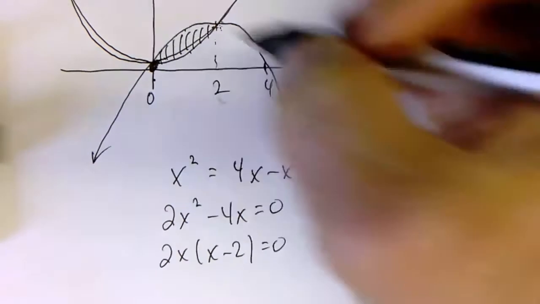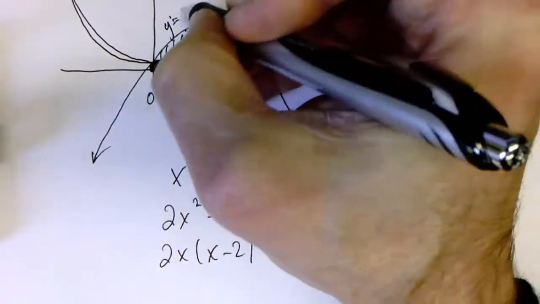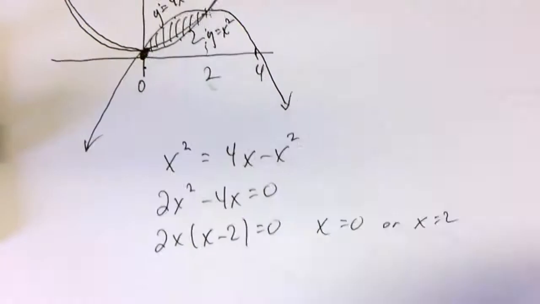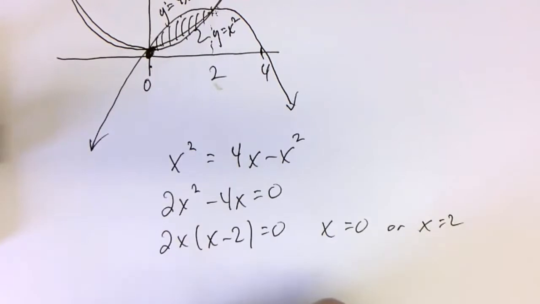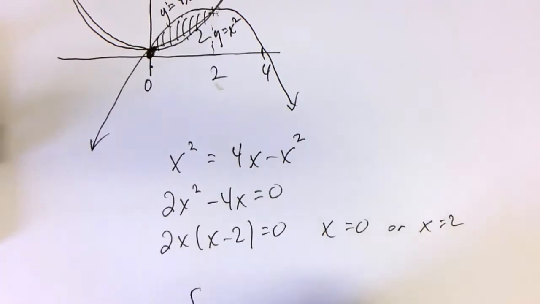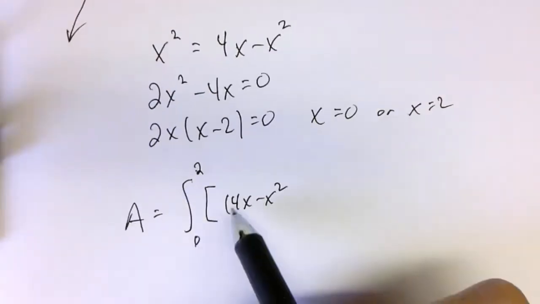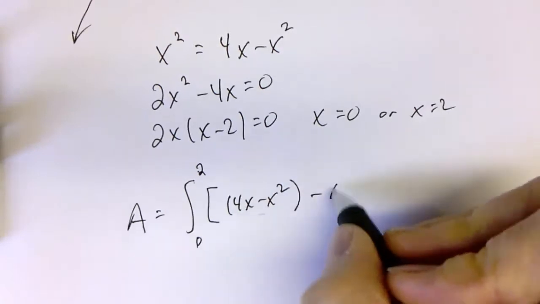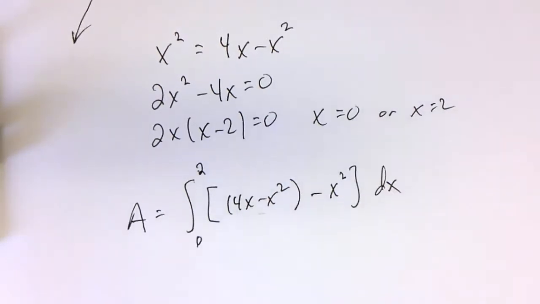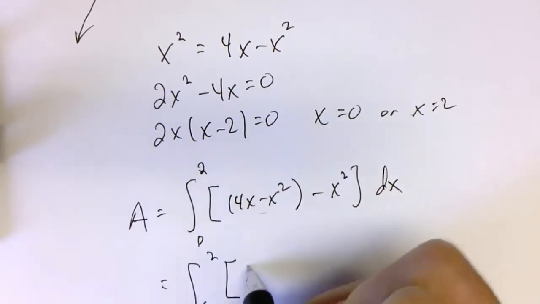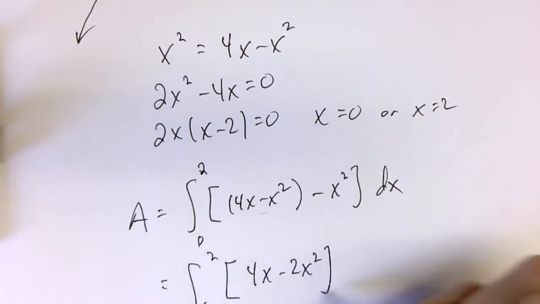Right. The top curve minus the bottom curve. So the area here of the shaded region is the sum from left to right of the top minus bottom dx. Now, a little simplification, and then you work out the integral. So 4x minus 2x squared dx.